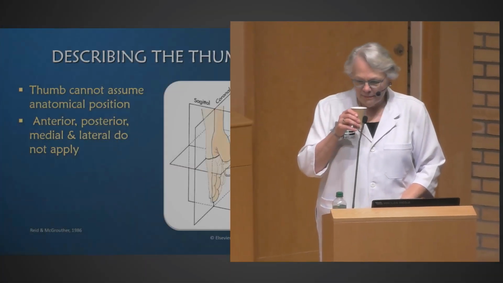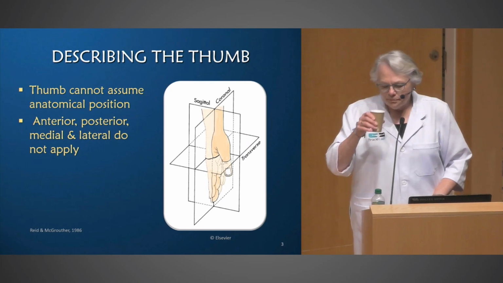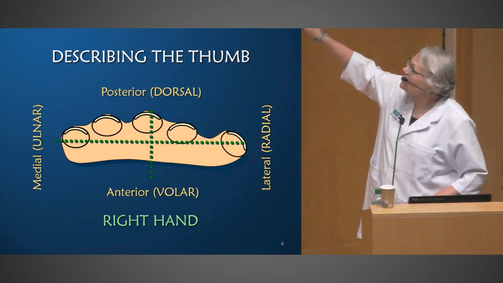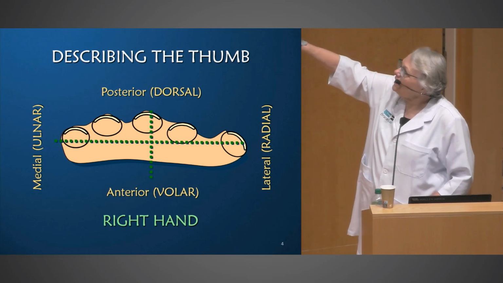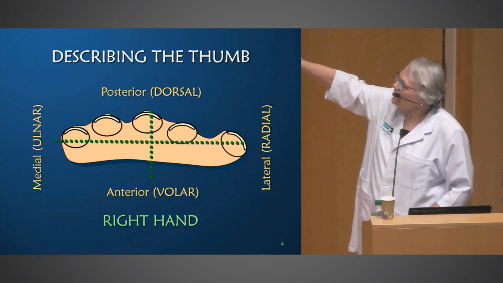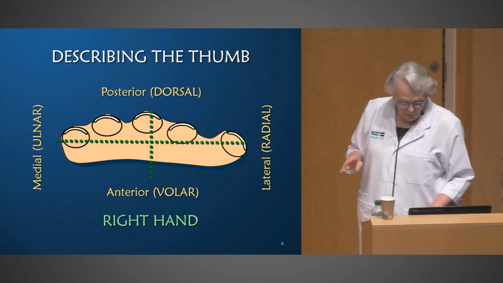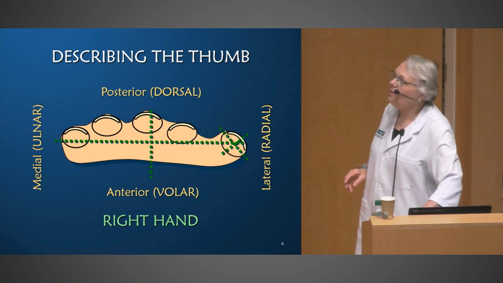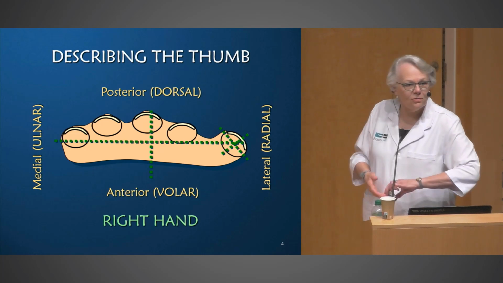Okay? We cannot talk about the thumb if we cannot describe it, and we collectively, as surgeons and therapists, do a really poor job with this. I'm so sorry. But the thumb cannot assume the anatomical posture. The hand can. We've got an area we can call posterior, anterior, medial, lateral, but we don't have that with the thumb. The thumb has a different axis to it, right?